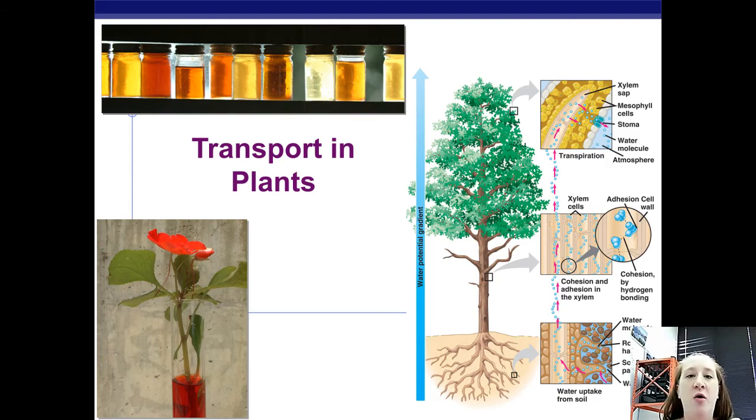Hi guys, so now we've been talking about transporting materials in and out of cells and then in and out of systems within the human body and mammalian bodies. So now we want to start looking at how these different types of transport impact plants.